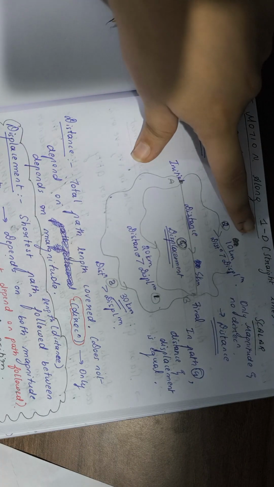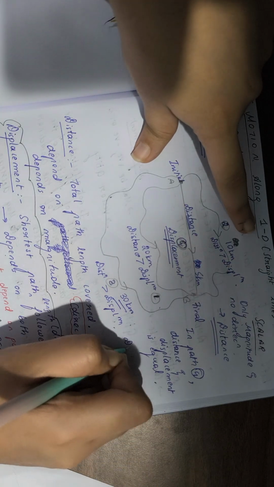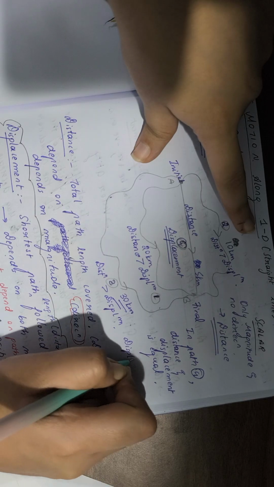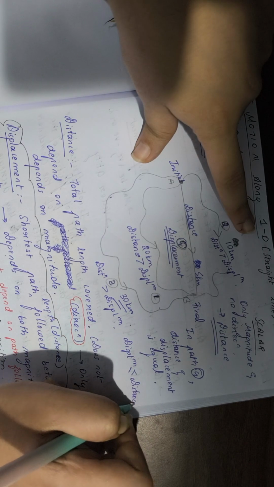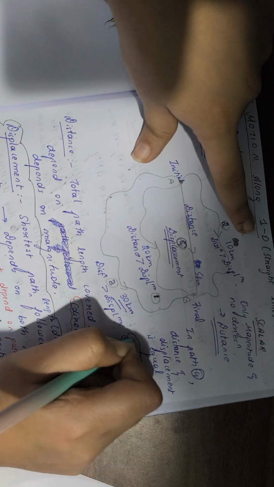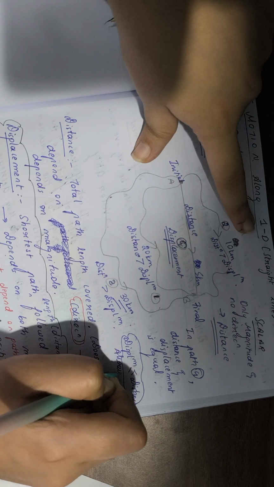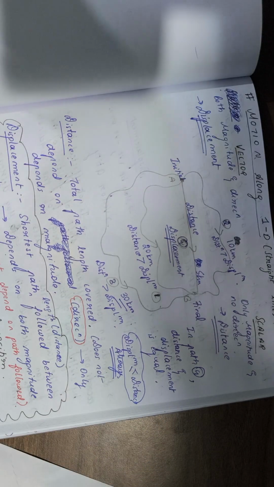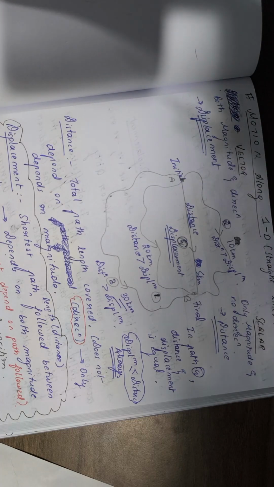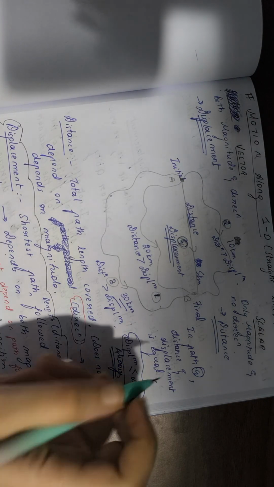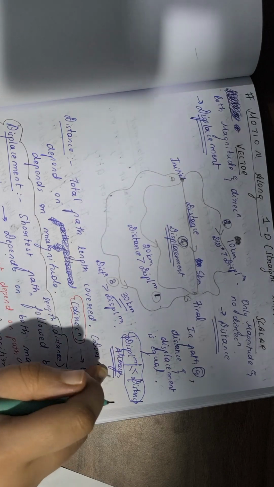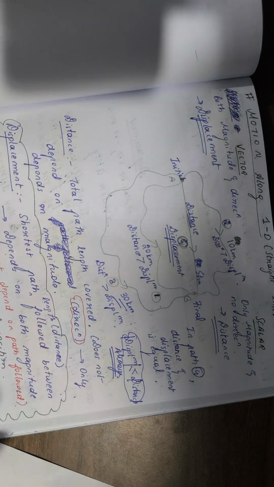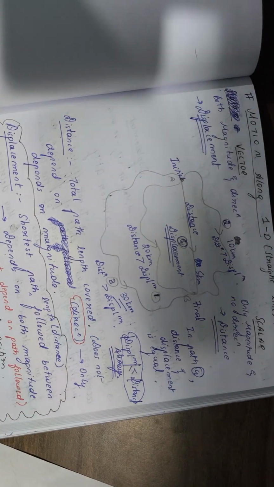So from here I can conclude that displacement is less than or equal to distance, and this is always. Basically, magnitude wise, this is a symbol for magnitude. So magnitude wise displacement is always less than or equal to distance.